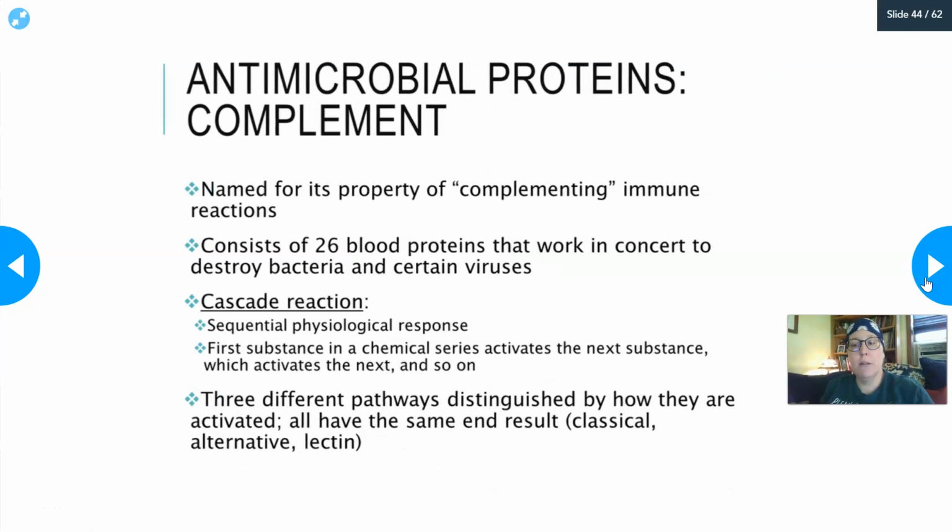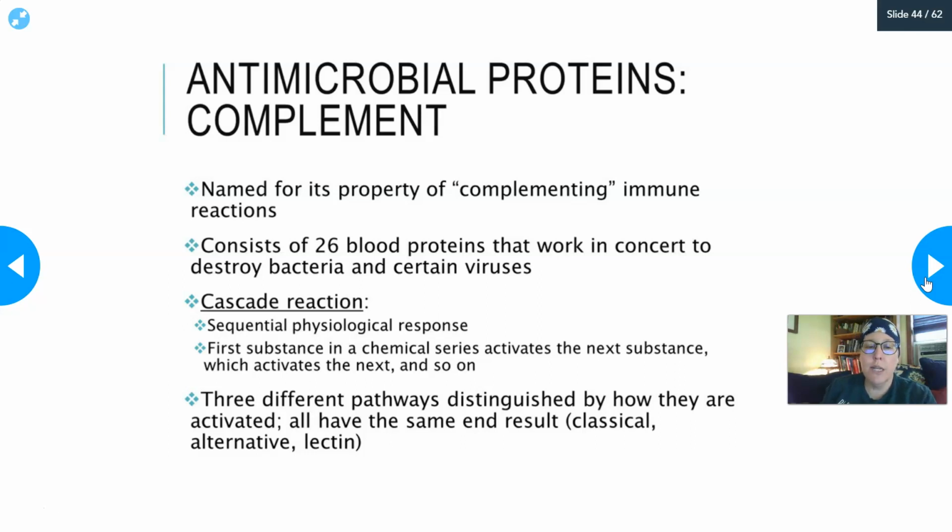So let's talk about complements. Named for its property of complementing the immune reactions, it consists of 26 blood proteins that work together to destroy bacteria and certain viruses. These chemicals do a cascade reaction, which is basically a sequential physiological response. Think of a domino effect. One affects the next, which affects the next, and eventually you have the effect.